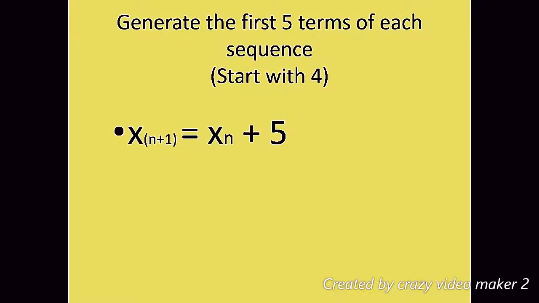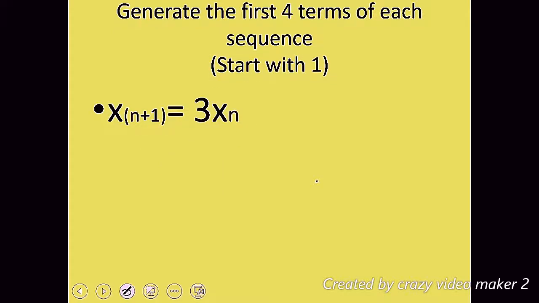Okay, so let's do this one here. Generate the first 5 terms of this sequence. I know this one says my current term plus 5 is my next term, so I've got to start with 4. So my first one's going to be 4, and then I'll do 4 plus 5, which is 9. My next term, do it again for xn. I use 9. I'll do 9 plus 5, which is 14. And then for xn, I use 14 for the next one, and 14 plus 5 is 19. And this is how I do my sequences.